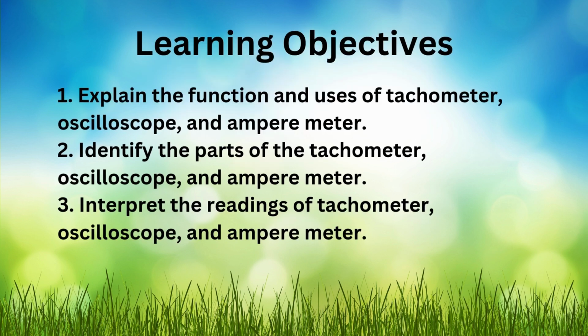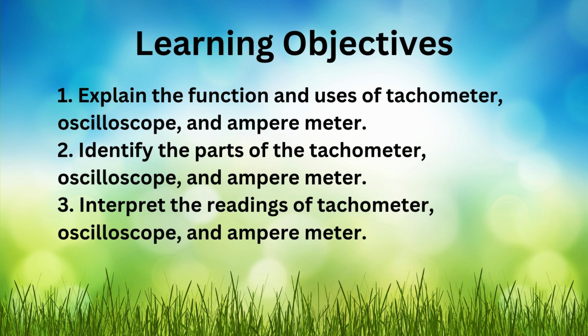By the end of the lesson, students are expected to: Number 1. Explain the function and uses of tachometer, oscilloscope, and ampere meter. Number 2. Identify the parts of the tachometer, oscilloscope, and ampere meter. Number 3. Interpret the readings of tachometer, oscilloscope, and ampere meter.